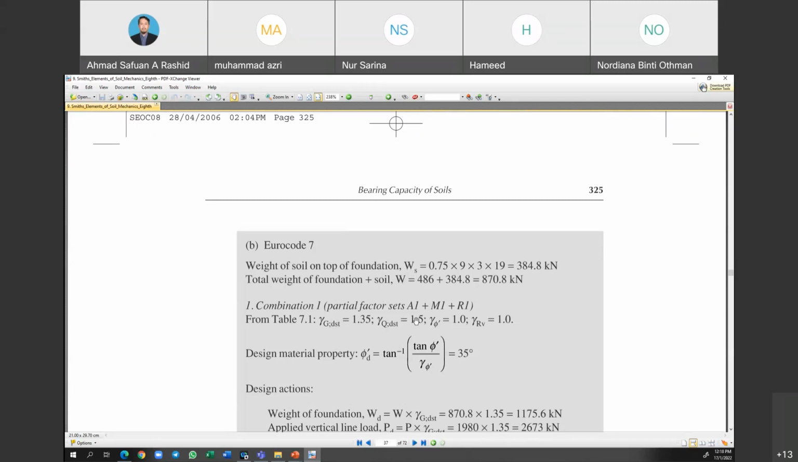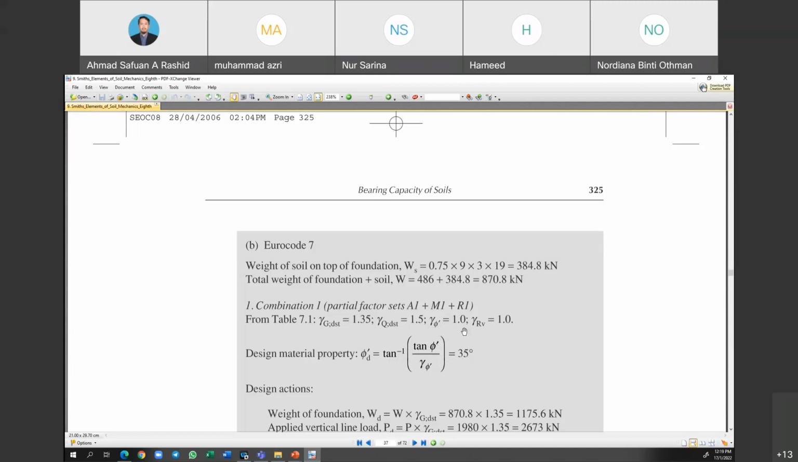This is for the variable, and this is for the material. For the phi, this is for resistance. As I discussed previously, we cannot divide 35 with 1. We need to use the tangent of 35 over 1, to get the phi value, so we need to use the tangent formula. Because it is divided by 1, it doesn't change.